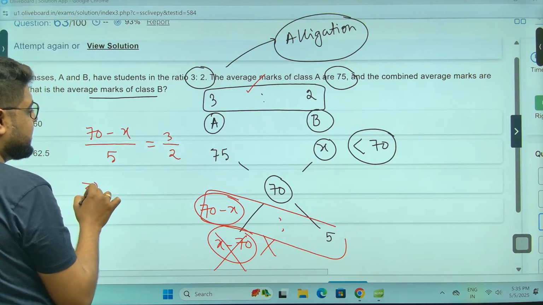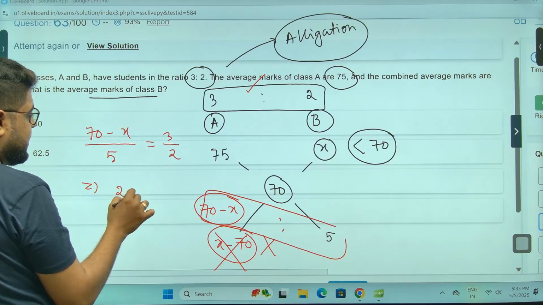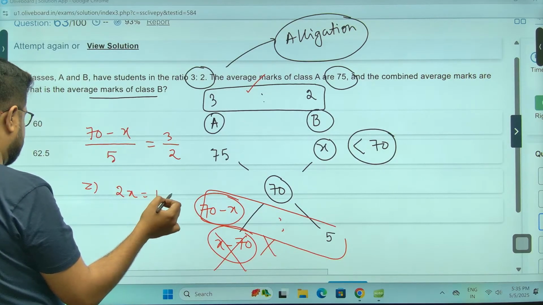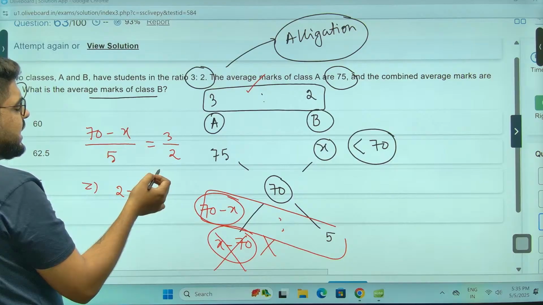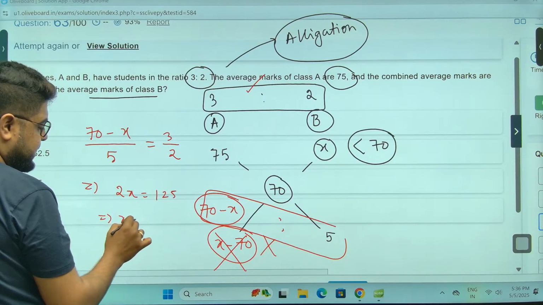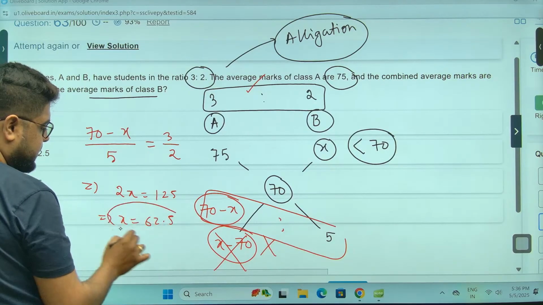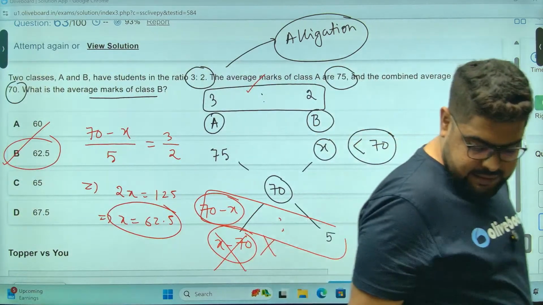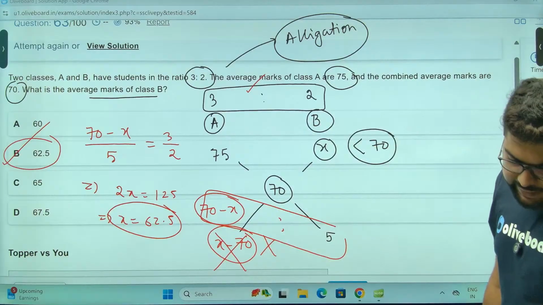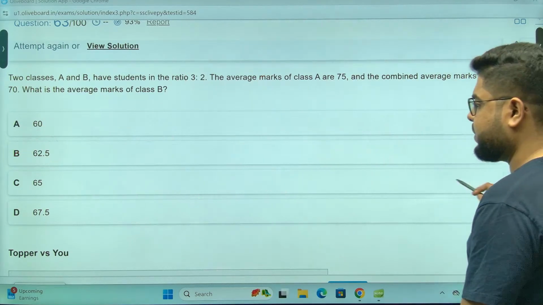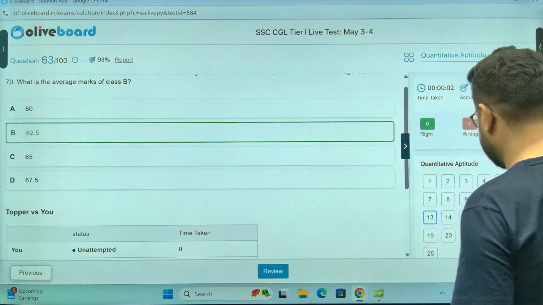So from there, sir, you will say 2X will be 140 minus 15. How much? 140 minus 15 means 125. So X will be 62.5, sir. Option B is the answer. Option B is the answer. Clear? B, B, B, B, perfect. Vignesh Sharan, perfect. Everyone, very good. Chalo, sir, next one.